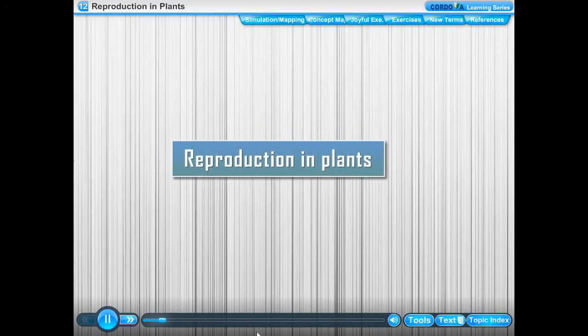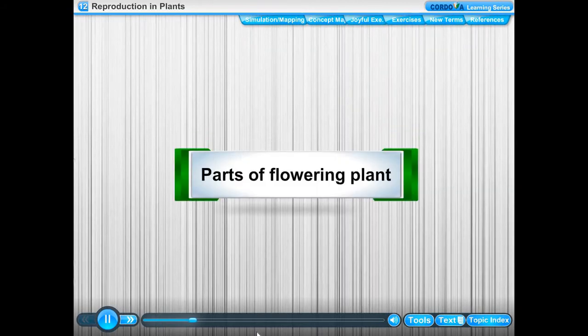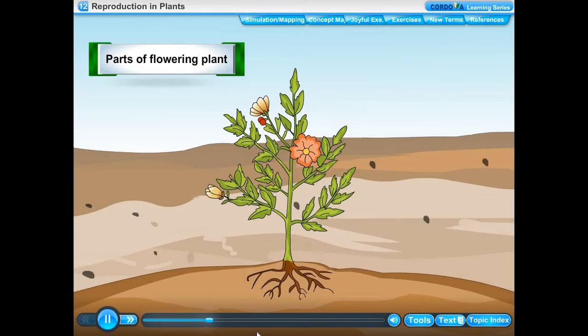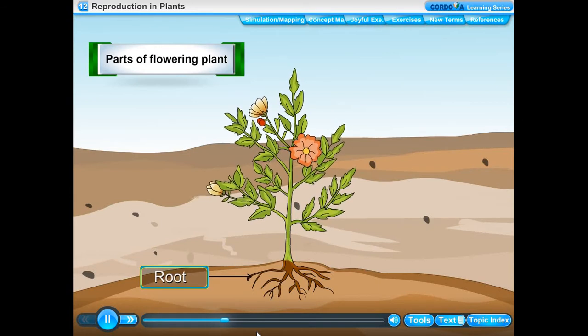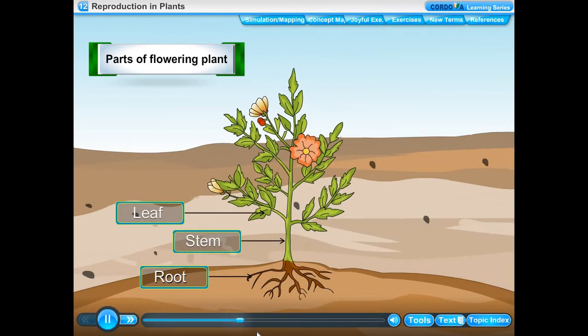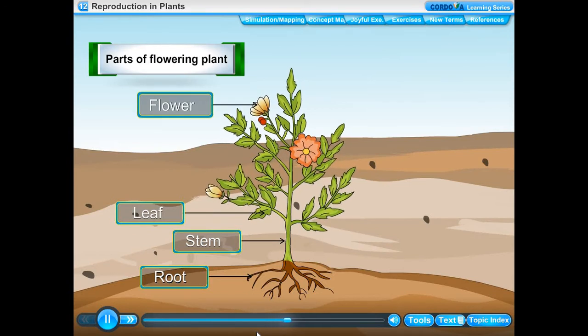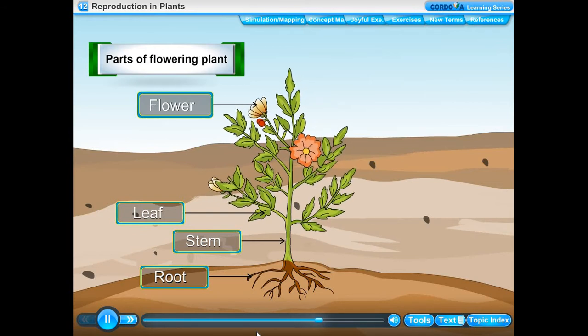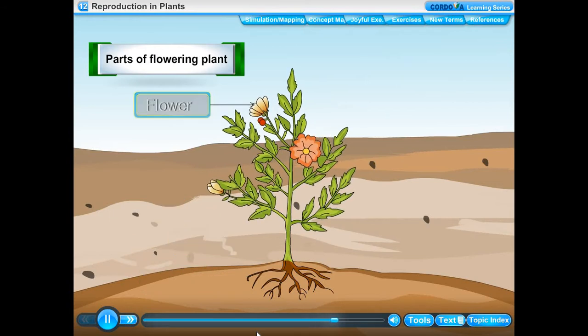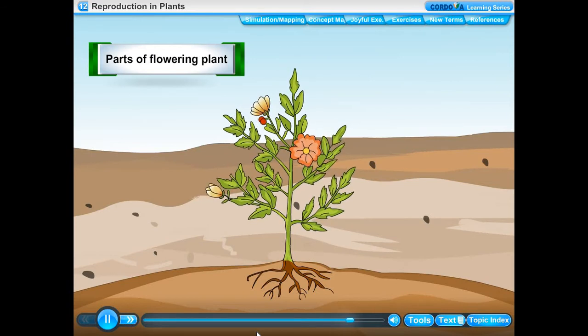Chapter 12. Reproduction in Plants. Parts of a flowering plant. Most plants have roots, stems and leaves. These are called the vegetative parts of the plant. Flowers are the reproductive parts of a plant. The male part produces male gametes, whereas the female part of the flower produces female gametes.